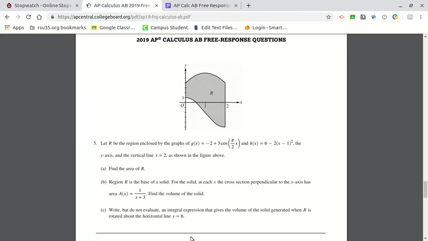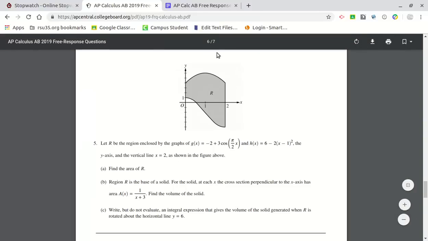I don't know. 5c, write but do not evaluate an integral expression that gives the volume of the solid generated when you rotate R about y equals 6. Y equals 6 is all the way up here. And just to be clear, the maximum of h of x is at x equals 1 because this is quadratic and this is in vertex form. So everything is under y equals 6, so you don't need to worry about something that's above y equals 6. That makes this problem a bit easier.